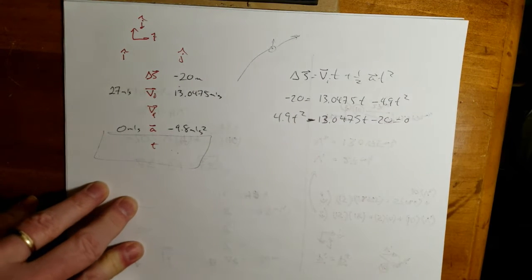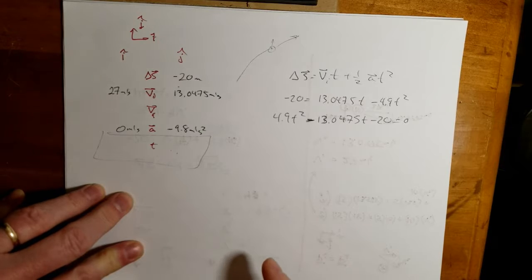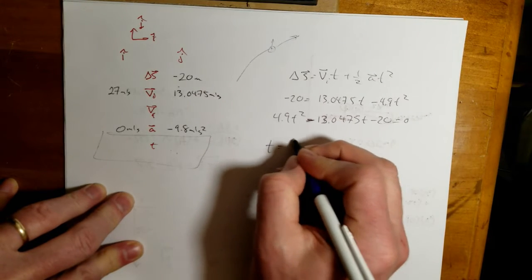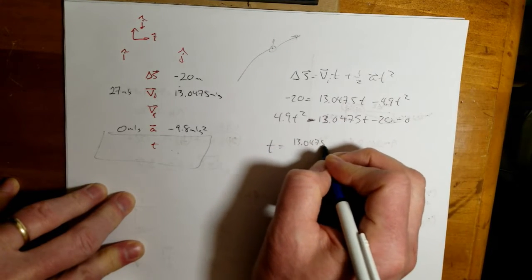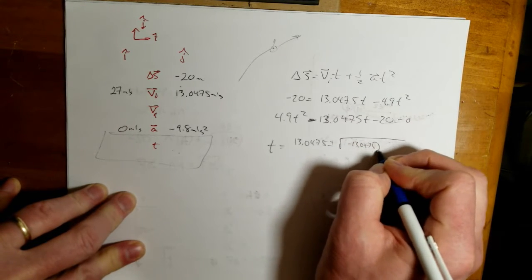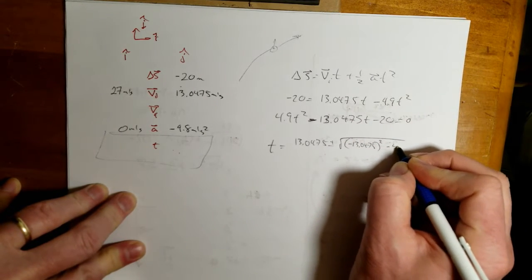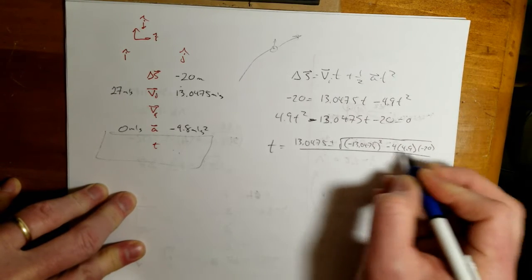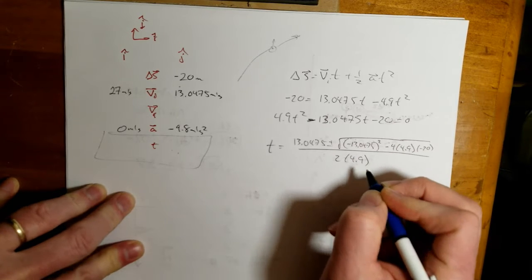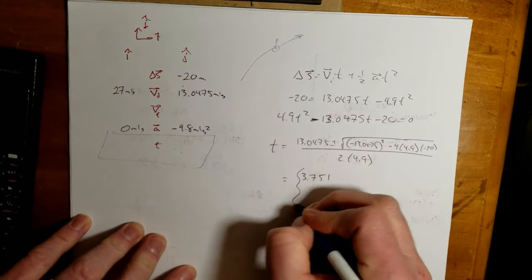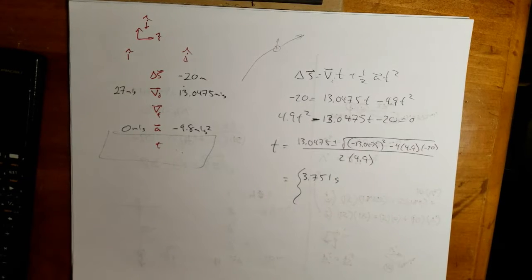Again, I'll have two solutions. Think about what the two solutions will be sign-wise. In other words, plus plus, minus minus, or plus minus, and which one we want. So time is equal to 13.0475 plus or minus the square root of negative 13.0475 squared minus 4 times 4.9 times negative 20, over 2 times 4.9. And I get 3.751 seconds.